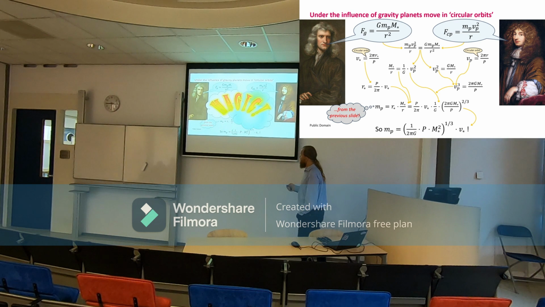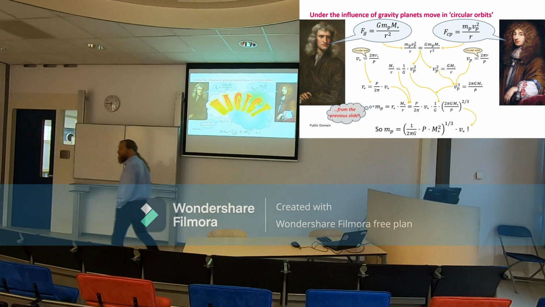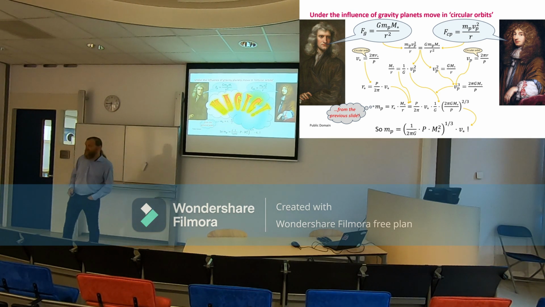So this formula is very nice because it has the mass of the planet, some constants here, the period, which we know from the observations, the mass of the star, which we know from the light of the star basically, and now we need the velocity of the star too, right? So basically with those variables we can find out what the mass of the planet is, right?